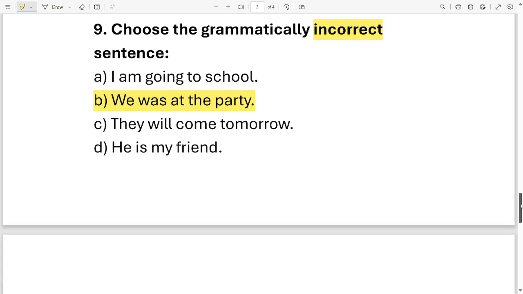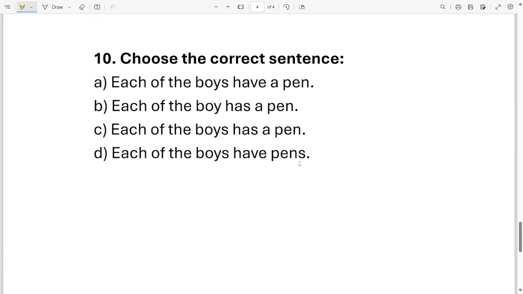Okay. With that, we come to the last question of our questionnaire, which is choose the correct sentence. Here are your options. Each of the boys have a pen. Next, each of the boy has a pen. Next, each of the boys has a pen. And the last, each of the boys have pens. These are the four sentences. Identify which one is correct out of these four options.